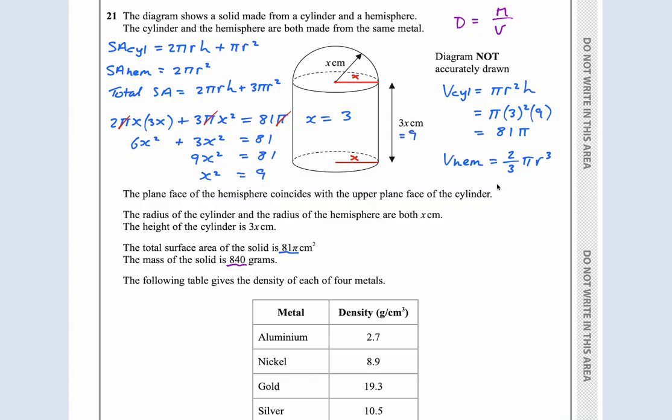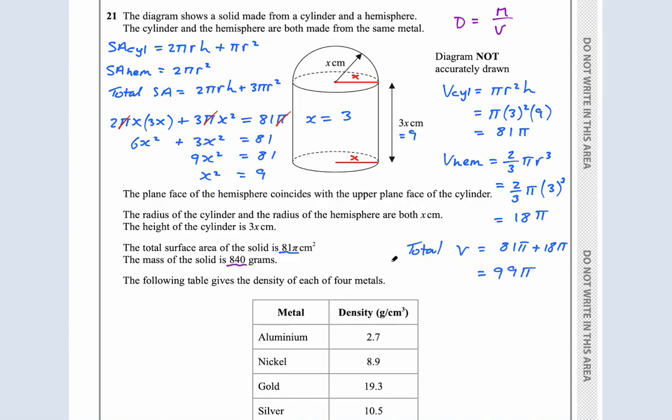2 over 3 pi r cubed. And we know that's 2 over 3 pi. We know the radius, it's 3. That's 3 cubed. Simplify this. 2 over 3 times 27 is actually 18 pi. You can do that on the calculator if you want, guys. That would be 18 pi. So the total volume is equal to, well, that's 81 pi plus 18 pi, which is 99 pi. So the total volume is 99 pi.